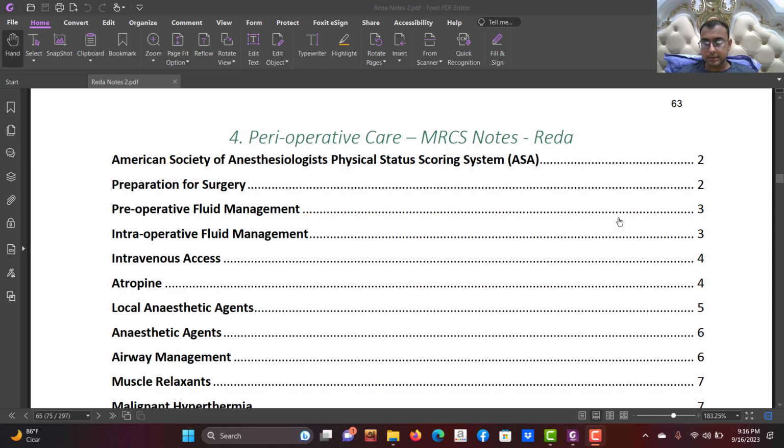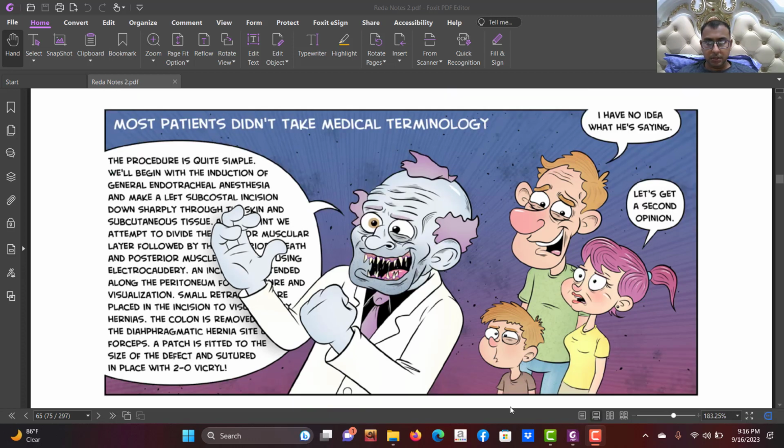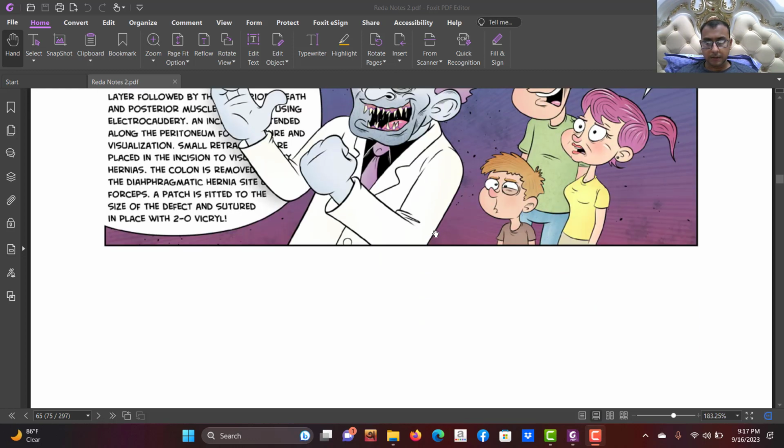In the previous exams I have seen two questions, one from January 2023 and one from May 2023, and a question also came from the ASA scoring system. So let's start. Some patients don't know about the terminology and what is going to be done to them, and the doctors will counsel them about the operative procedures along with the hazards. So we need to give skill-based counseling to the patient.